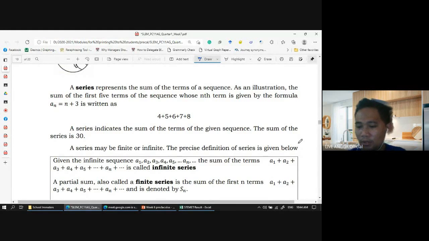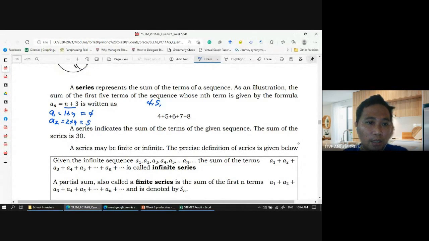Okay, good. So, a series represents the sum of terms of a sequence. As an illustration, the sum of the first 5 terms of the sequence whose nth term is given by the formula a sub n equals n plus 3. So, ang a sub 1 naton diraa kay 1 plus 3, that is 4. Ang a sub 2 naton kay 2 plus 3, that is 5. Okay, and so on. So, these are the sequence 4, 5.